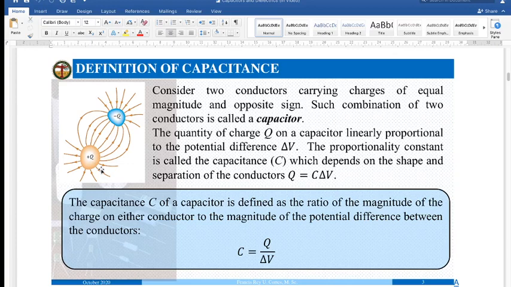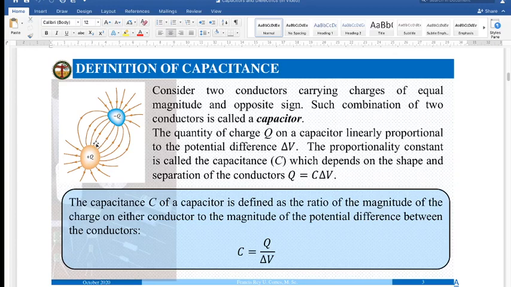So the quantity of charge on each of the conductors, as you can see here, is linearly proportional to the potential difference. Meaning they are directly proportional, and the proportionality constant of these two quantities is called the capacitance. So capacitance is a constant value for a specific capacitor. It will not change throughout its operation. What is really changing here is only the Q and V, to maintain the constant capacitance.